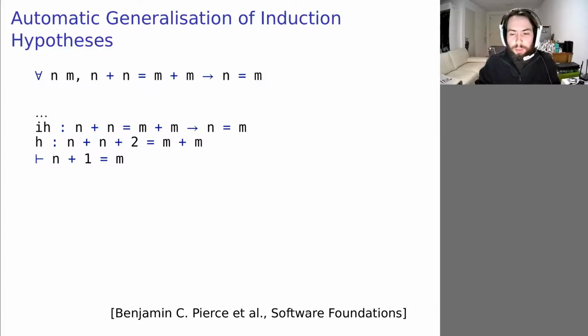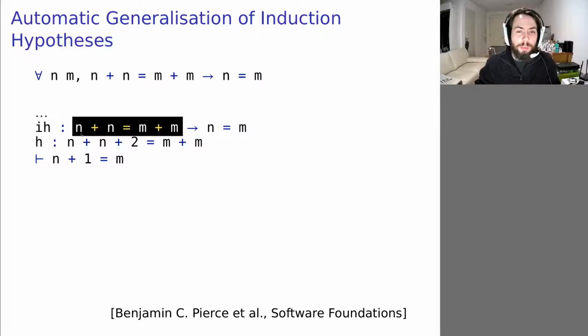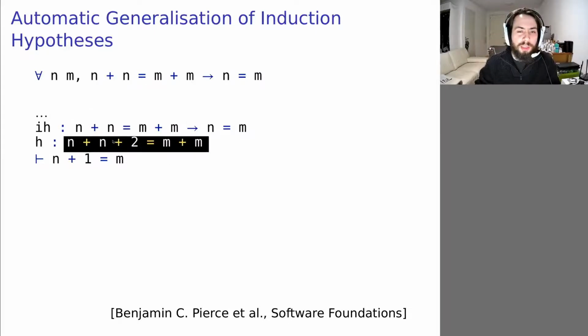By the way, I stole the example from Software Foundations. We are left with this goal, which is a bit unfortunate, because the induction hypothesis here requires us to prove that n plus n equals m plus m, but this hypothesis tells us that n plus n is not, in fact, equal to m plus m.